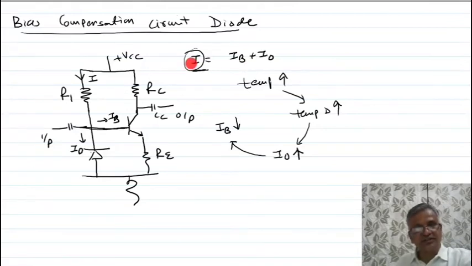This I is a constant current. As IO increases, IB should decrease. So IB decreases. As a result, collector current decreases. So in this way, the collector current tries to remain constant with temperature.